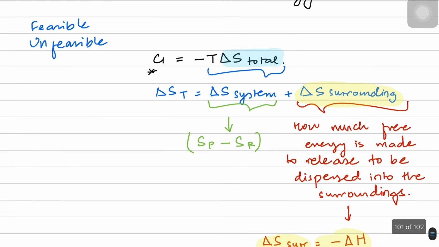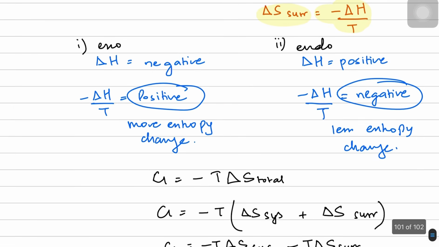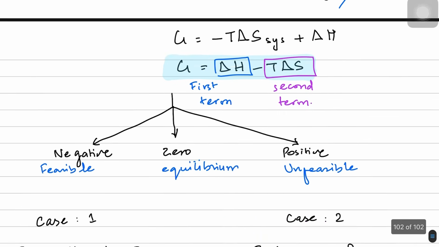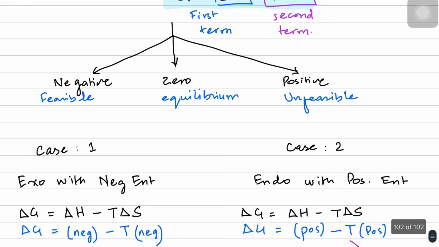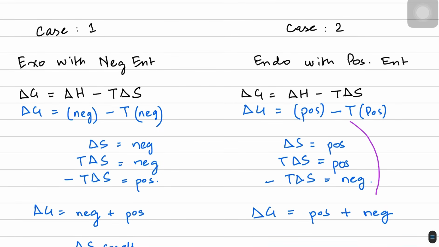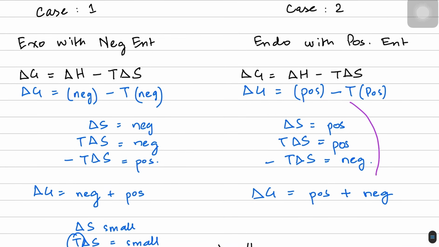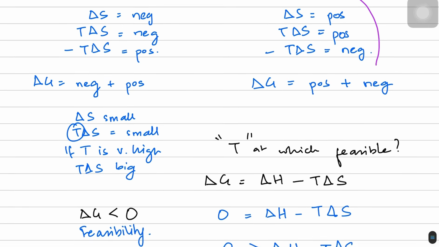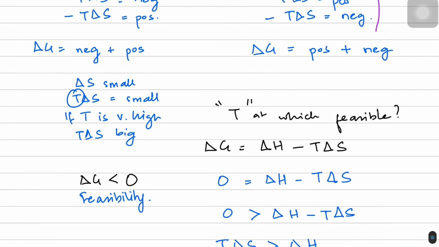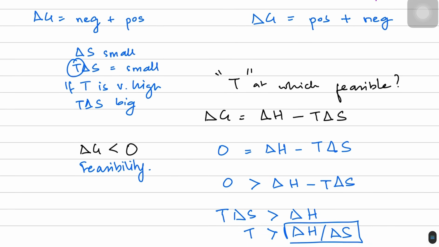In today's video, we talked about the concept of Gibbs free energy. We talked about how the derivation is done. We talked about negative Gibbs free energy supporting feasibility. We talked about two cases where exothermic reactions with negative entropy and endothermic reactions with positive entropy can have Gibbs free energy of negative only when the terms support this condition. Then we found how to calculate the temperature where suddenly feasibility begins, and the next video will be doing some past papers.